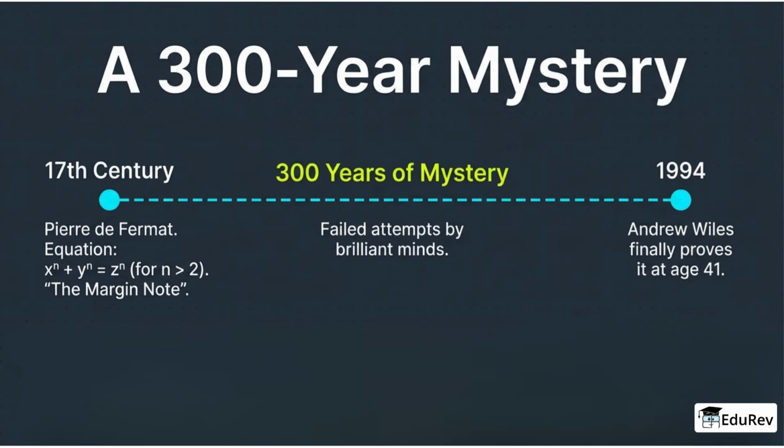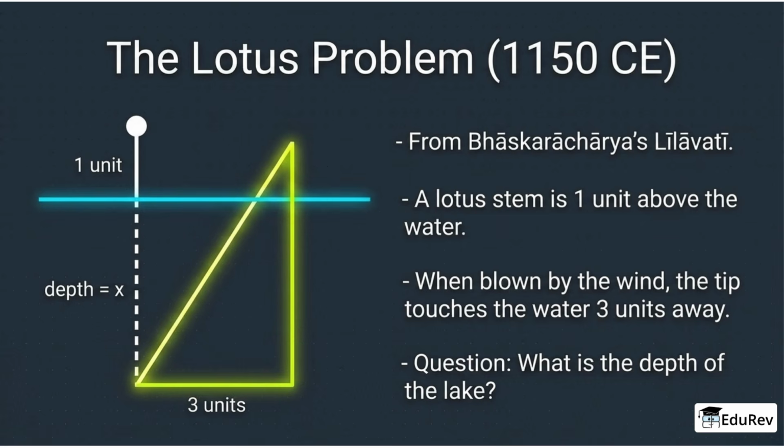To wrap up today's lesson, let's bring this all back to ancient India to see how Bodhayana's grand equation was used to solve real-world riddles. This brings us to a beautiful geometric puzzle known as the lotus problem, written in 1150 CE in Bhaskaracharya's famous text, the Lilavati. The problem describes a lotus stem standing exactly 1 unit above the water's surface. When blown by the wind, the tip of the lotus touches the water exactly 3 units away from where it started. The question is, what is the exact depth of the lake?